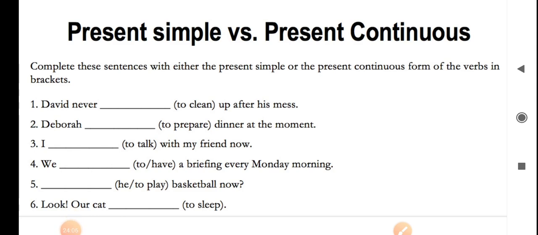Here is an exercise that is based on present simple and present continuous tense. Solve this exercise.